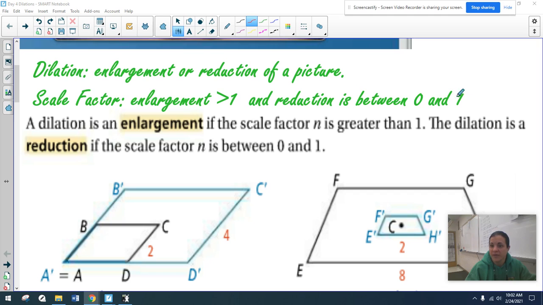And if it's between 0 and 1, and those are your only options, so no negatives, like 0.1, 0.2, 0.3, it goes on forever. So anything between 0 and 1 is going to be a reduction. It's going to make it a smaller picture.